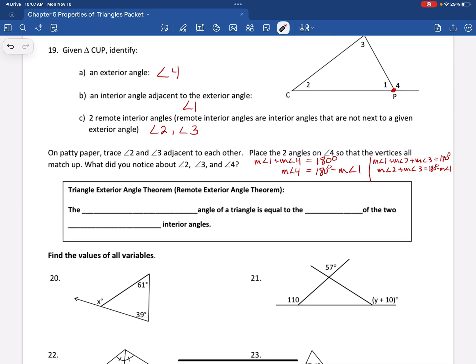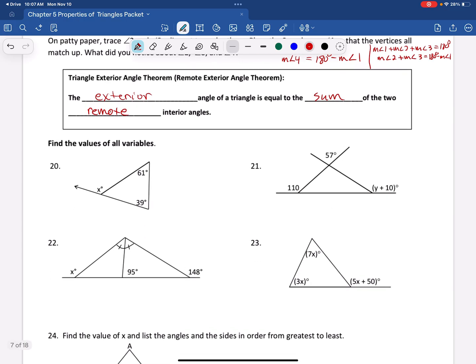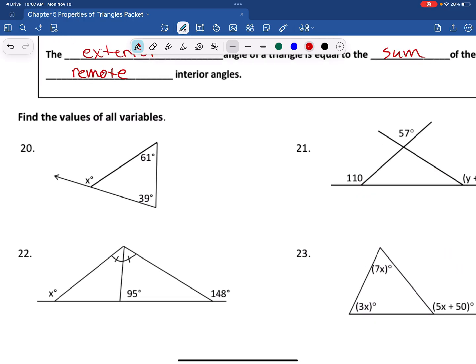The exterior angle theorem says that the exterior angle of a triangle is equal to the sum of the two remote interior angles. All right, so I want just to look and find these values.